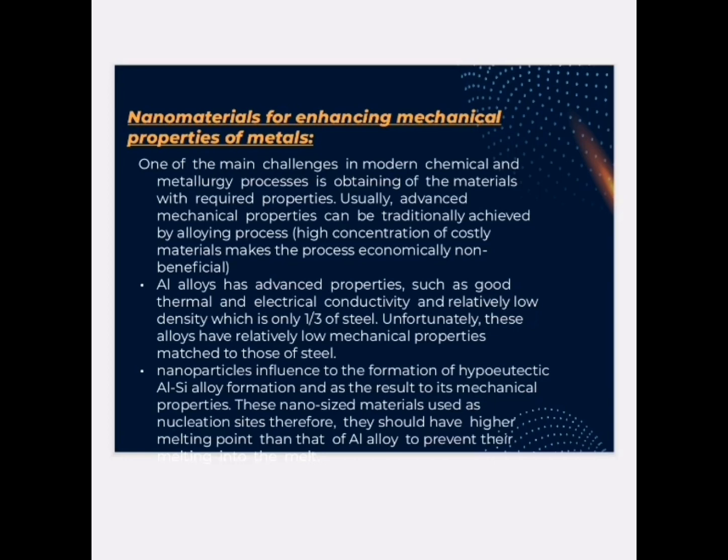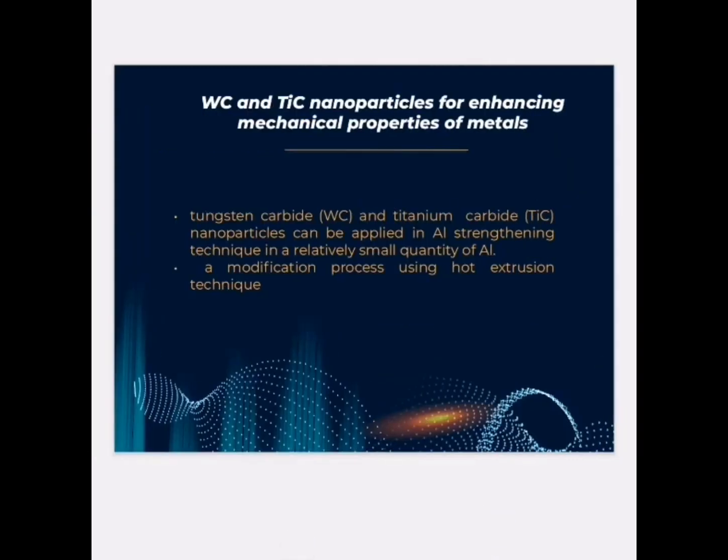If we take the example of aluminum silicon alloy, its mechanical properties can be improved by using different nanoparticles. The nano size materials used are basically nucleation sites, therefore they should have a higher melting point than that of the aluminum alloy, so that they do not dissolve into it. To improve the properties of aluminum silicon, we have used tungsten carbide WC and titanium carbide TiC.